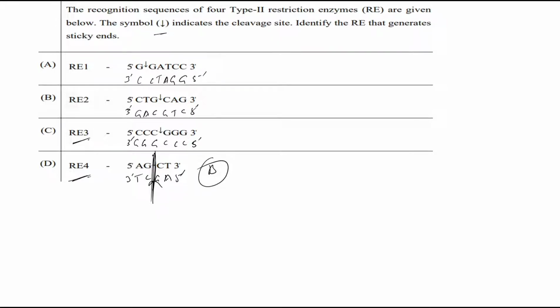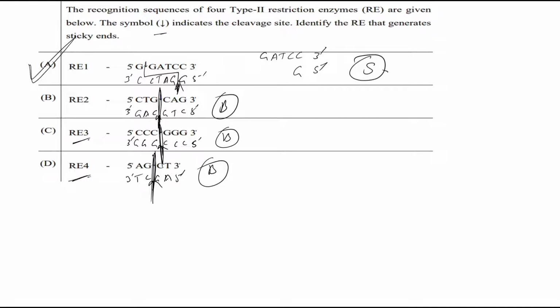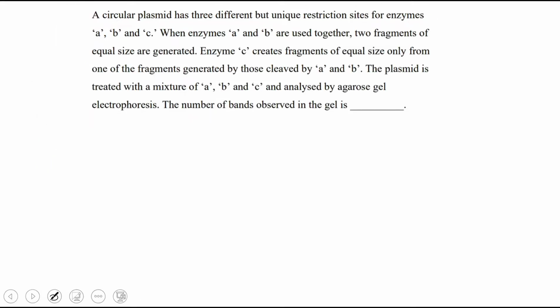Similarly, for the third one, the cleavage site is three bases away from 5 dash. So in the complementary sequence, it will come here and the cut will be generated like this. Also a blunt end. So the answer is obvious, first one, but still we will see it. 5 dash end one place, so the cut will be generated here and the end will be like this, GATCC 3 dash and 5 dash G. So it is a sticky end. I hope it's clear. Let's move to the next question.